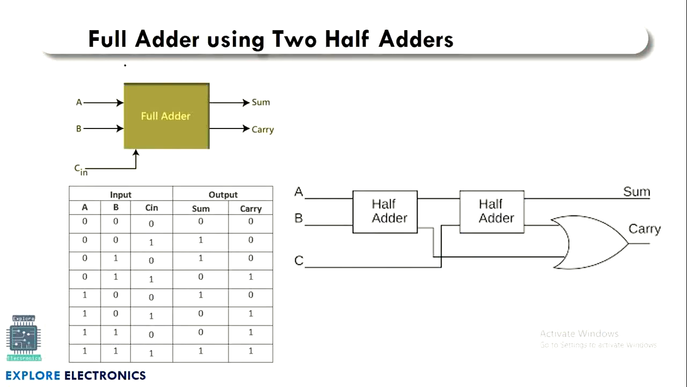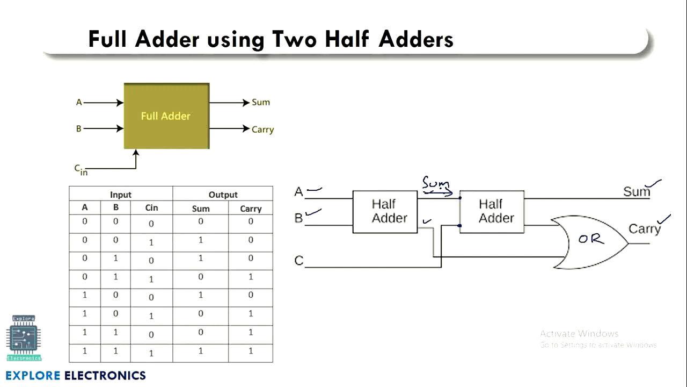Then we can also generate this full adder circuit using two half adders. Obviously, a half adder is a device that adds two inputs and gives two outputs. Since the third input is there, we take the sum output into consideration as the input of the next half adder, and this C is taken as another input, and we can generate the sum and carry by using one OR gate at the output.